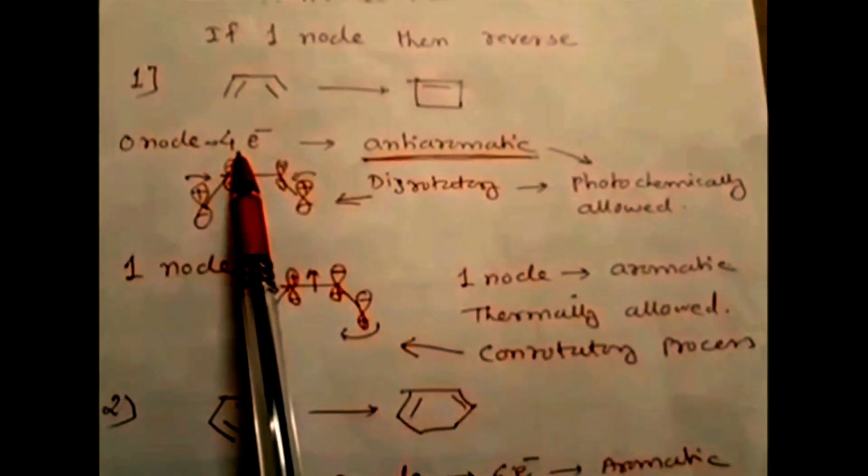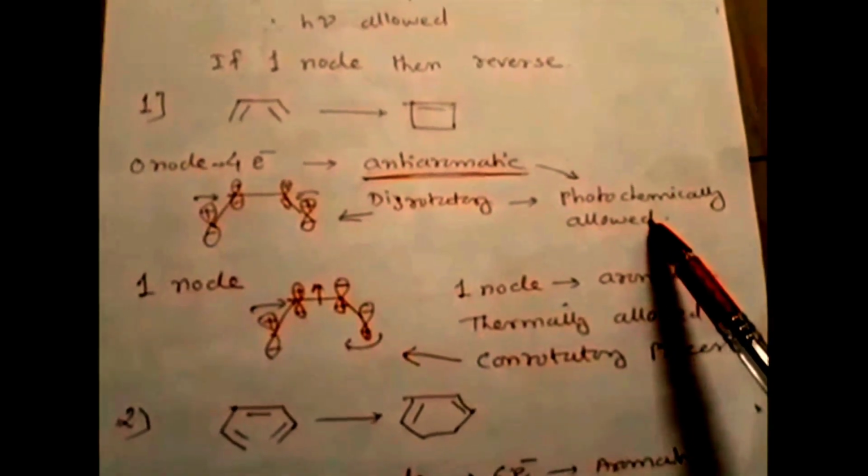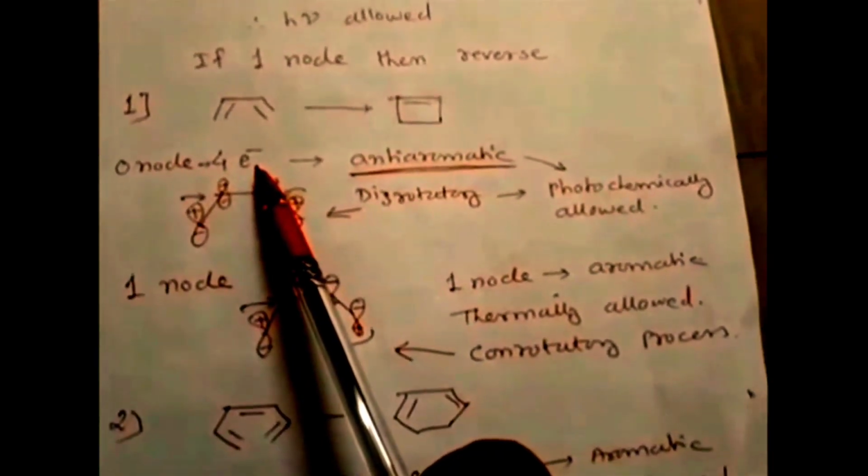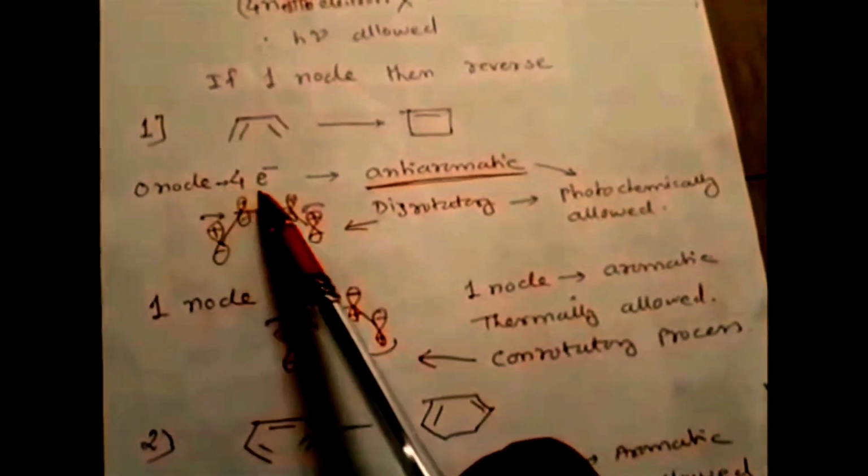This is butadiene converted into cyclobutene. So here, as you know, 4 pi electrons are involved and 0 node, there is no node. That means anti-aromatic. Anti-aromatic means this is photochemically allowed. So 4 electrons, anti-aromatic, then photochemically allowed.